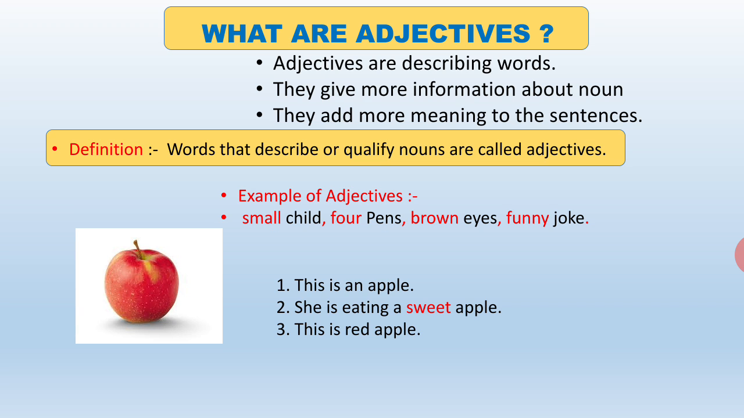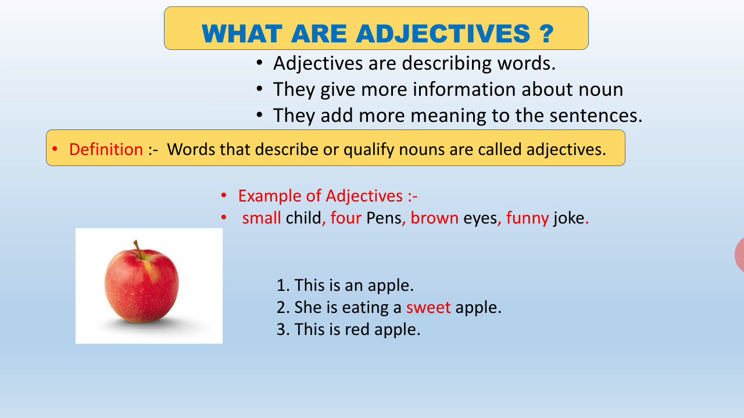Now in another sentence: This is a red apple. So red is the color of the apple. Again, red tells us the color of the apple. It means it is also a describing word. So it is an adjective.